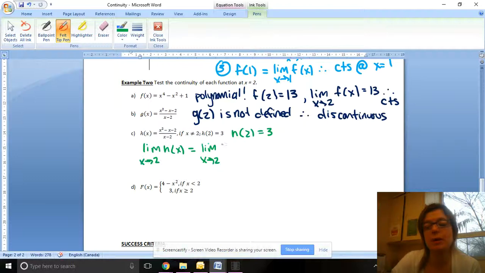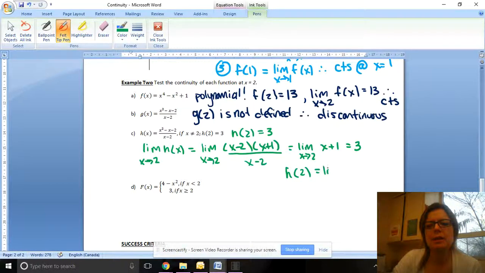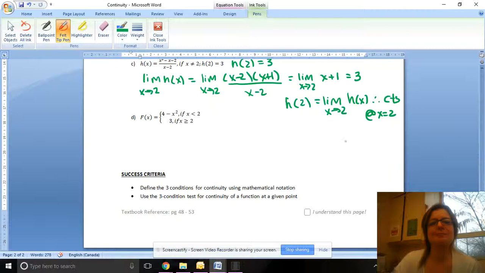Okay, so to solve this limit, we want to factor the numerator. So you get x minus 2, x plus 1, all over x minus 2. So you get the limit as x approaches 2 of x plus 1, which is equal to 3. So the function exists at 2, the limit exists at 2, and notice that these two are the same. So h at 2 is equal to the limit as x approaches 2 of h at x. So therefore it is continuous at x equals 2. Yay!